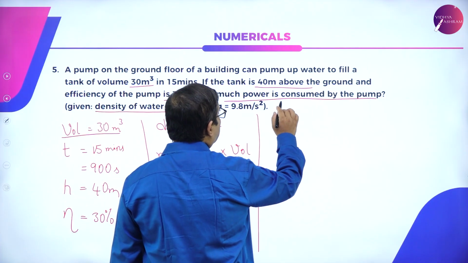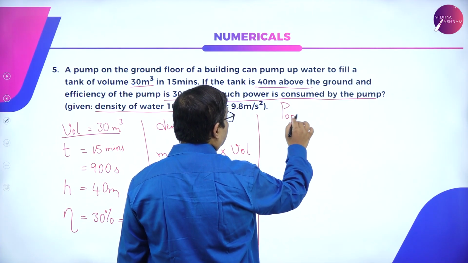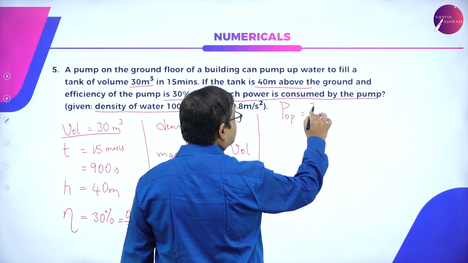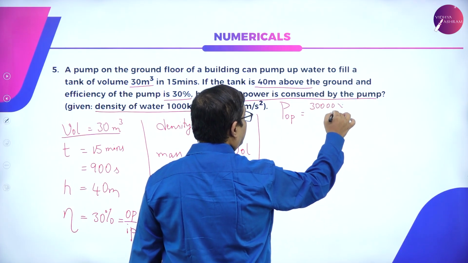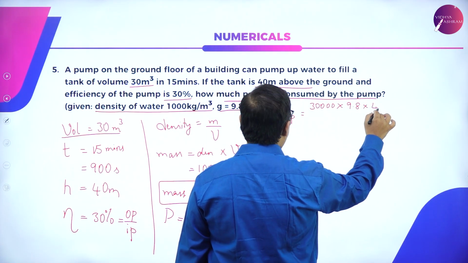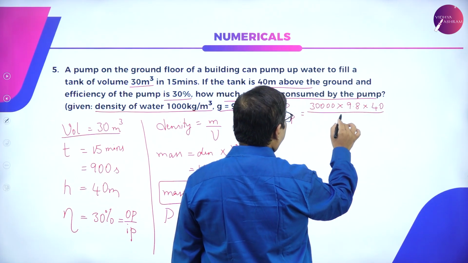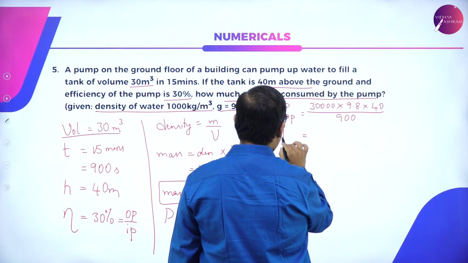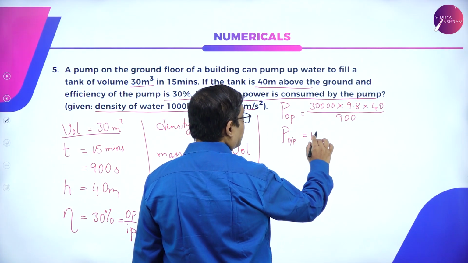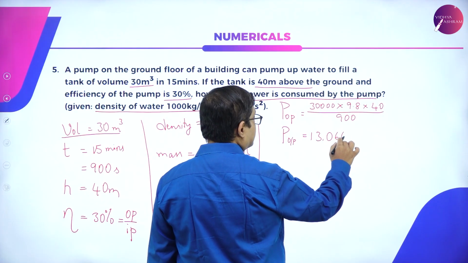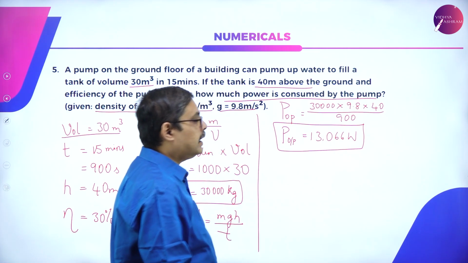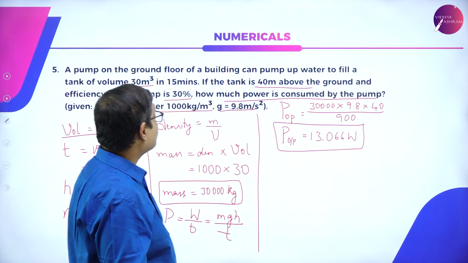So what do I have? I have power output, because this is the work that is being done by the pump. Power output is mass 30,000 kg into g 9.8, height 40 meter, divided by time taken 900 seconds. Use your simple calculator and let me know what is the power output. This is 13,066 watts. The output power of the pump is 13,066 watts.